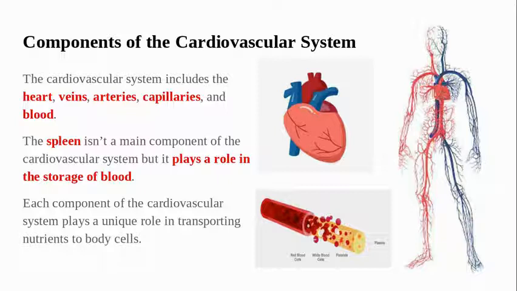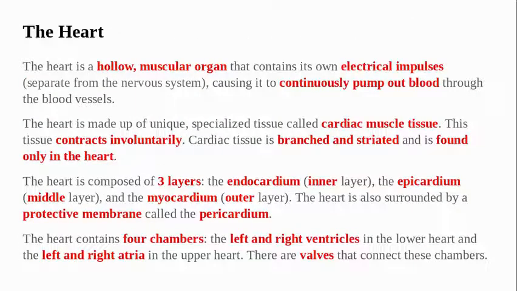Again, the components of the cardiovascular system are the heart, the veins, the arteries, the capillaries, and the blood itself. The heart is a hollow and muscular organ, and it works independently from the rest of the body and the nervous system because it creates its own electrical impulses which help it pump out blood. The heart has unique tissue called cardiac muscle tissue, found only in the heart, and this is involuntary tissue and it is branched and striated.